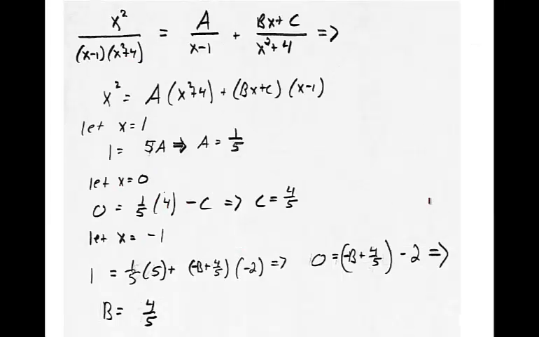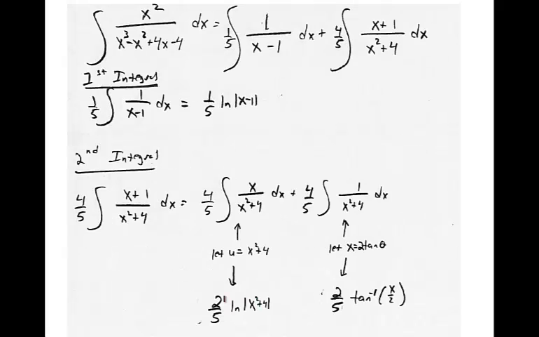And x squared plus 4 is an irreducible quadratic, which means when I do partial fraction decomposition on it, I'm going to end up with my A over x minus 1 and then my Bx plus C over x squared plus 4. And I'll let you look through this and work it on your own. This is just the work to end up finding that A is equal to 1/5. I found C was equal to 4/5, and I found that B was equal to 4/5 as well.